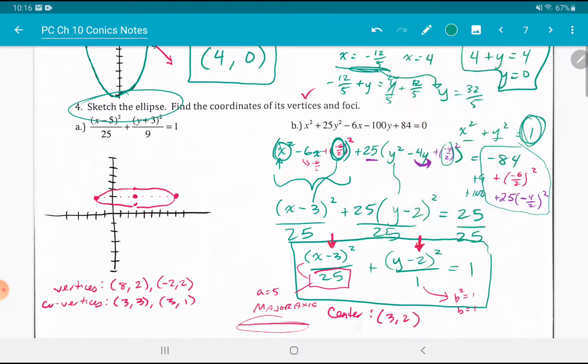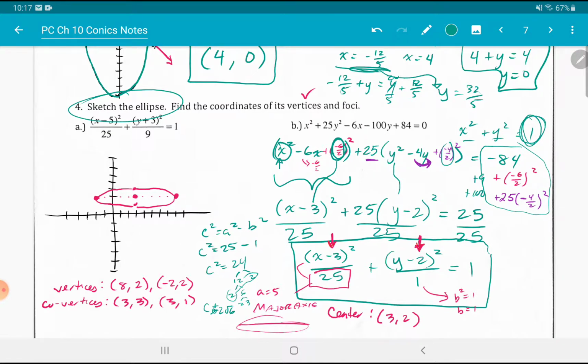Remember that the foci can be found by doing c squared equals a squared minus b squared. Our a squared is 25, minus b squared which is 1, so c squared equals 24. If we simplify that, 12 and 2, 2 and 6, 2 and 3, we can only take out one group of 2 there, so we'll have 2 square root of 6. So c is equal to 2 square root of 6, plus and minus, but remember, you can't have a negative distance, so it's only a distance of 2 root 6.